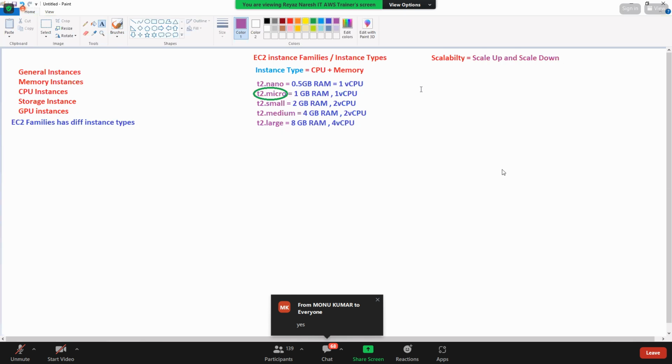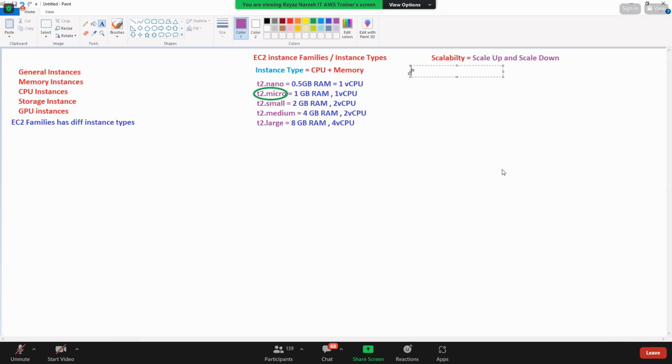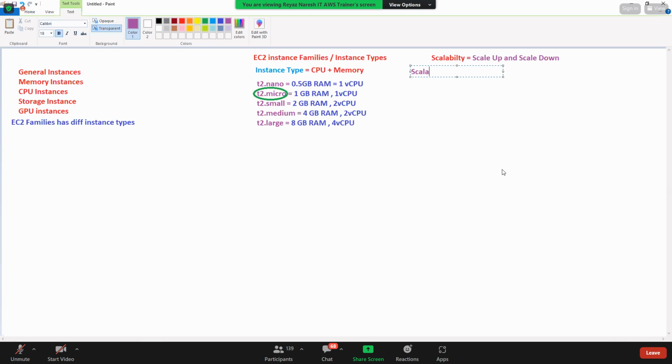So how do you increase the capacity of the EC2 instance? By changing the instance type. If I have T2 micro and if you want to increase the capacity of the server, change the instance type from T2 micro to T2 X large or whichever it is. You got this point? How do you achieve the scalability? By changing the instance type. Certification question and interview question also.